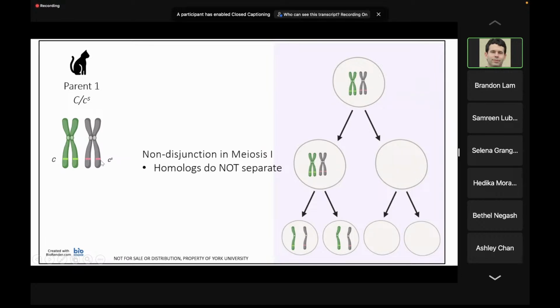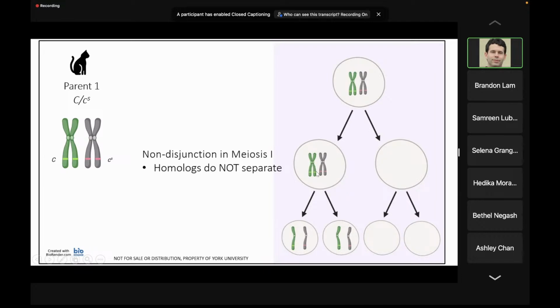And the gray is CS. Now we have our meiosis one, and what's supposed to happen is these chromosomes separate and go to separate cells, right? But if non-disjunction happens in meiosis one, they don't. Both chromosomes go to one cell, no chromosomes go to the other cell. It's uneven. Both chromosomes accidentally went here rather than splitting up, green in here and gray over here. So that's non-disjunction in meiosis one.